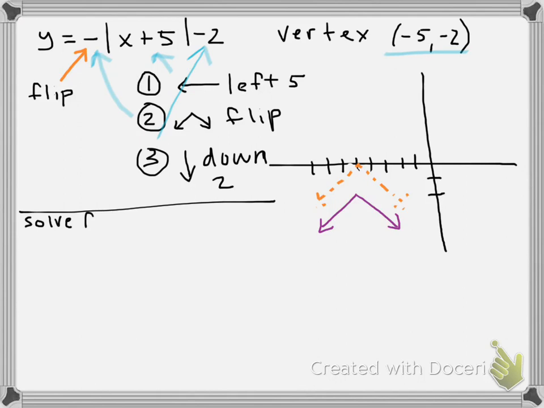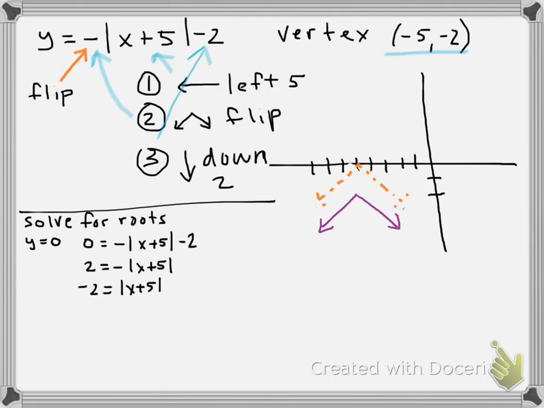Finally, let's verify all of this by solving for the roots and then the y-intercept like we just did previously. So again, when we solve for the roots, we're going to let y equal 0. Okay, we'll plug in 0 where y is, and we'll start to solve, moving the 2 to the other side, multiplying both sides by negative 1. And now let's stop here and take a look at what we have. We have negative 2 equals the absolute value of x plus 5.